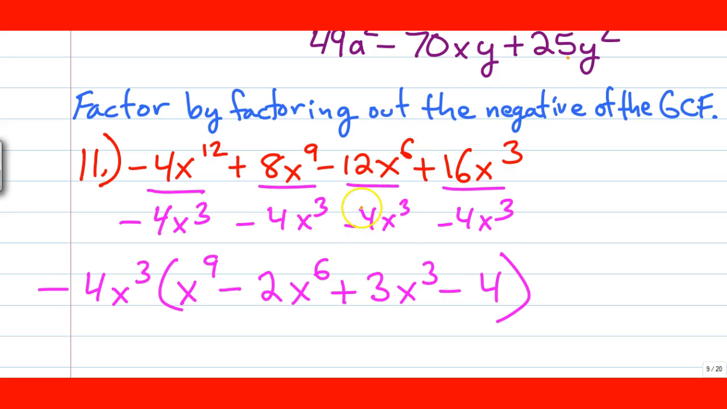Moving over, a negative 4 into a negative 12 is going to create a positive, and it's going to be a positive 3. And then I'm going to take that 6 and subtract the 3 to get a 3, so x to the third. Then a negative 4 into a positive 16 is going to make a negative, and it's a negative 4. An x to the third divided by an x to the third, well, that results in a 1. 1 times 4 is still 4. Or you can say that they just canceled out.